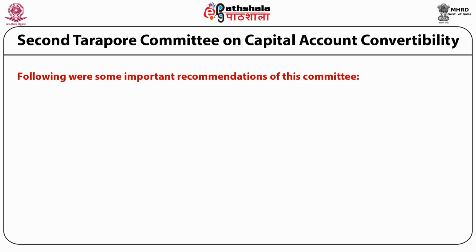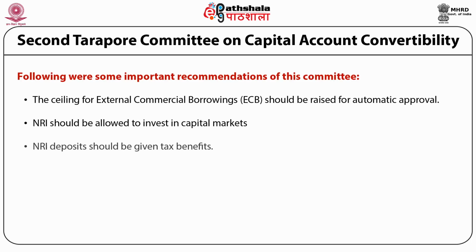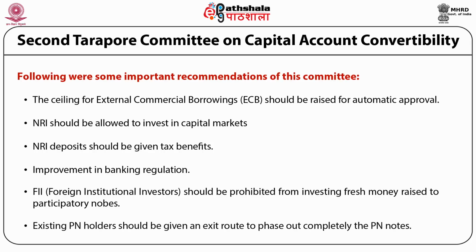First of all, the ceiling for external commercial borrowings, that is ECBs, should be raised for automatic approval. NRIs should be allowed to invest in capital markets. NRI deposits should be given tax benefits. There should be improvement in banking regulation. FIIs, that is foreign institutional investors, should be prohibited from investing fresh money raised through participatory notes, or PNs. Existing PN holders should be given an exit route to phase out the PN notes completely.